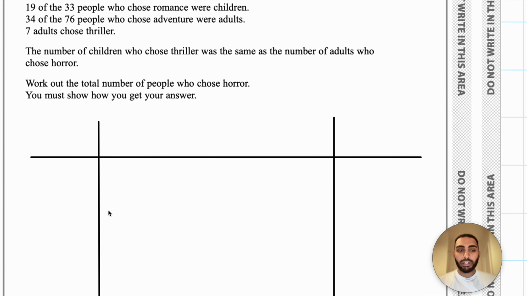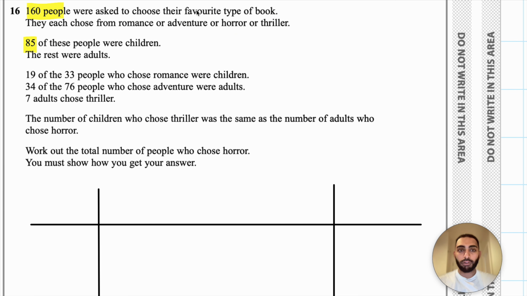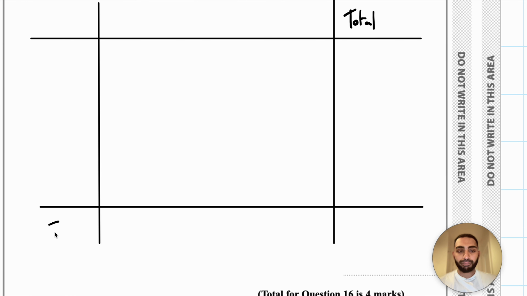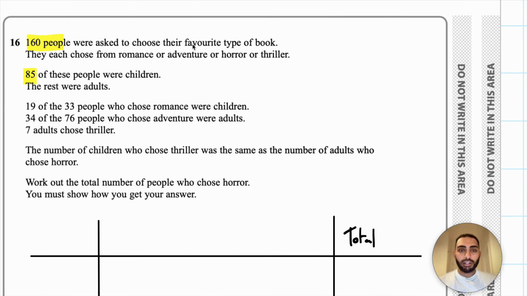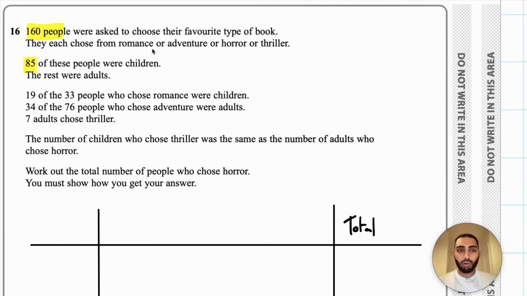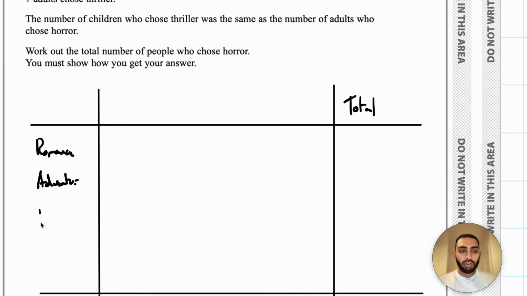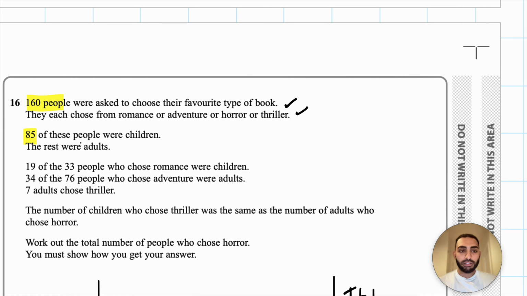I've created a little table here and I'm going to fill it out with the information that I've got so far. So they've told me 160 people were asked. So that means in my total, I'm going to have 160 altogether. It says favourite type of book will be romance or adventure or horror or thriller. So I'm going to write romance, adventure, horror, and thriller. So that's those two lines done.